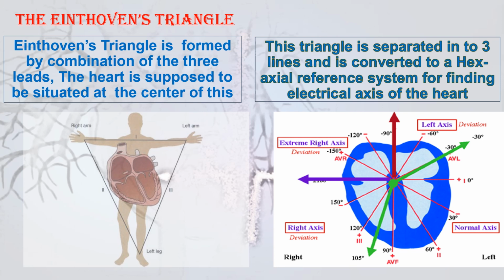So here we can see all the axis deviations. So what is the axis, or whether there is any axis deviation in the ECG.